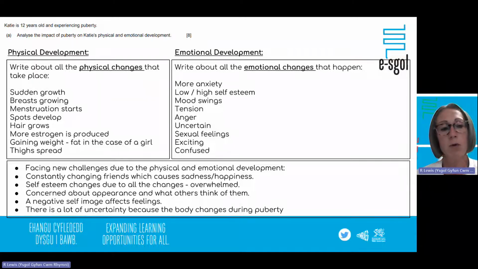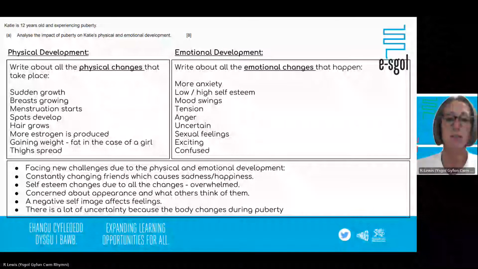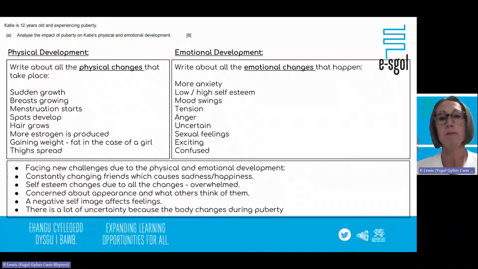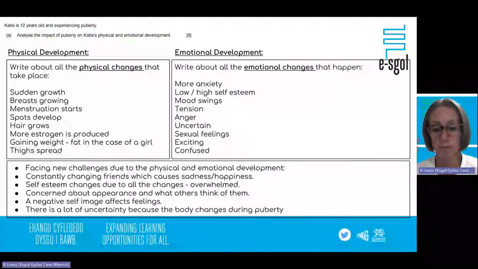Okay, so please don't go and just describe these changes. We need to analyze the impact of them. Okay. In the same instance, then, we have obviously emotional development. So I would spend now an equal amount of time addressing the emotional development and the changes that happen. And anxiety, or high self-esteem, mood swings, tension, anger, being very uncertain, sexual feelings towards individuals. There's a lot of excitement and confusion.